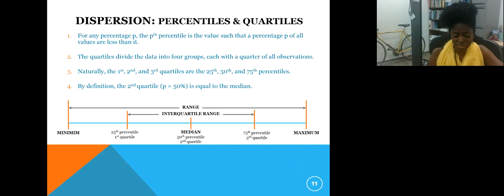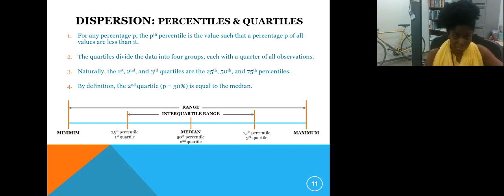I'm going to say it again, and I hope that it means something to you. If it doesn't, we'll talk about it. That's why I'm laughing, because it just sounds like a whole lot of craziness and means nothing. But then when we talk about it, people go, oh, okay. So for any percentage P, the pth percentile is the value such that a percentage P of all values are less than it. See, this is what statisticians and mathematicians do. But in this class, we're going to learn to say things in layman's terms.